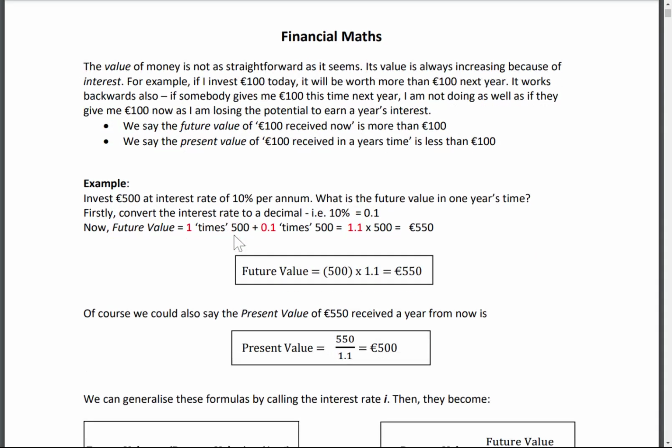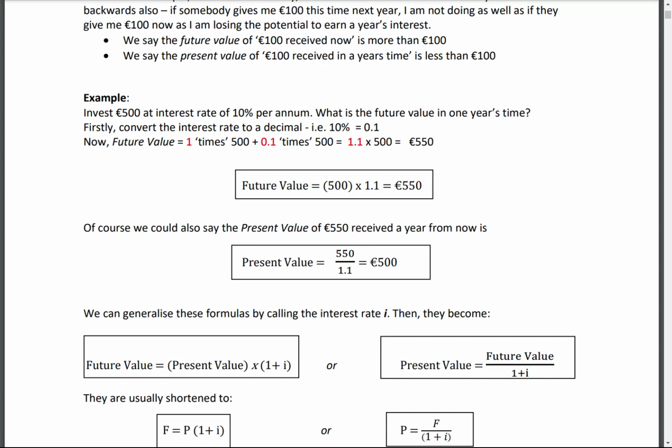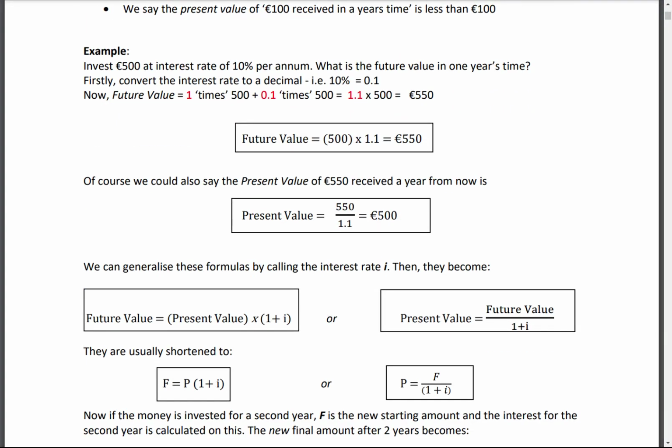So we'll illustrate all this with a simple example. So let's take some simple numbers. Invest 500 at a rate of 10%. Now that's not a realistic interest rate, but just let's go with that to get started. So if I invest €500 at an interest rate of 10%, what is the future value of that money in 1 year's time? Well, the first thing you do is you convert the percentage to a decimal. So 10% is 0.1 as a decimal, because now we can use it in a formula.